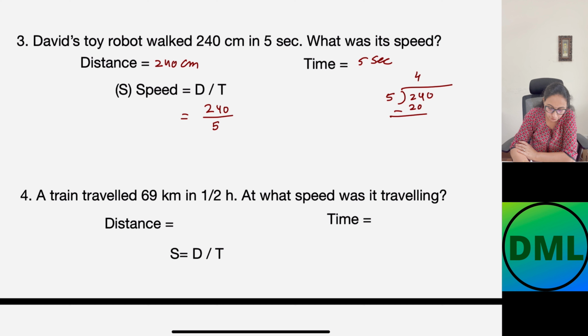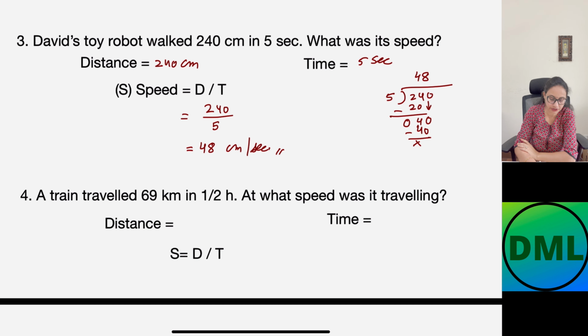Subtract it. 4 minus 0 is 4. 0 will come down and it will be 0 here. 2 minus 2 is 0 here. So it will be 40. 5 times 8 is 40. Let's write down the answer here as 8 and 40, and you subtract it, your answer is 0. My answer is 48. What will be my unit? My unit will be centimeter per second. That will be your answer.